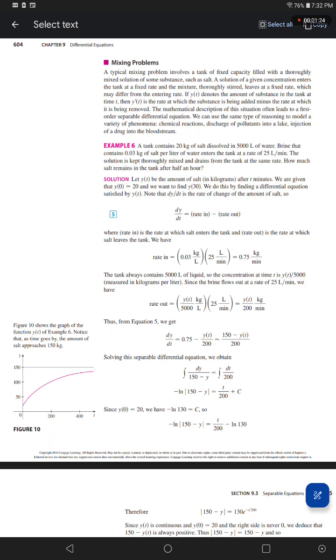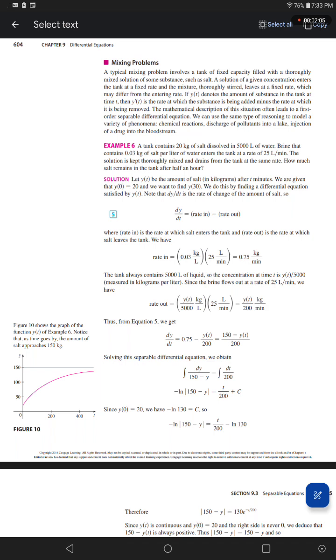Example 6. A tank contains 20 kilograms of salt dissolved in 5,000 liters of water. Brine that contains 0.03 kilograms of salt per liter of water enters the tank at a rate of 25 liters per minute. The solution is kept thoroughly mixed and drains from the tank at the same rate. How much salt remains in the tank after half an hour?